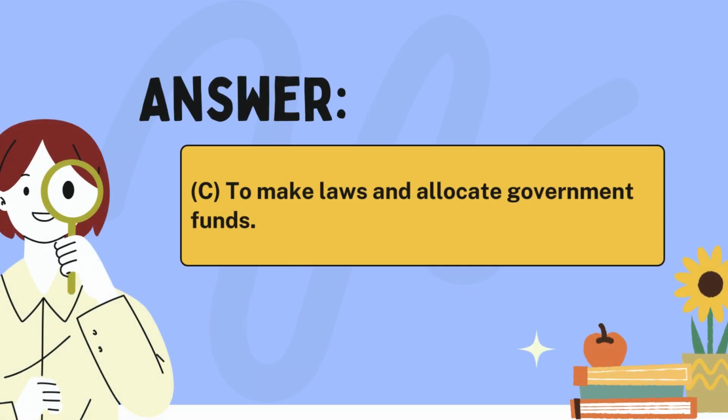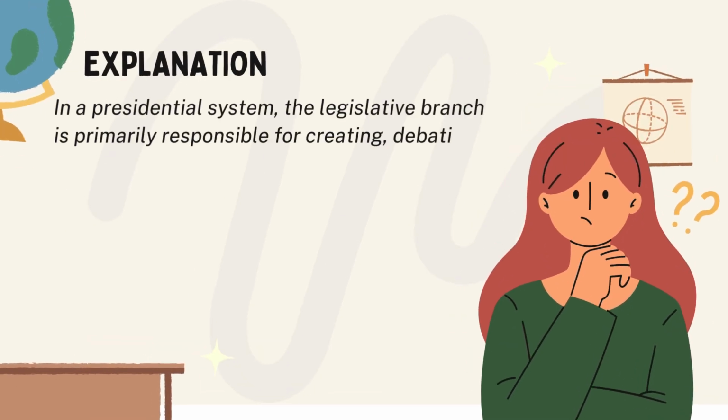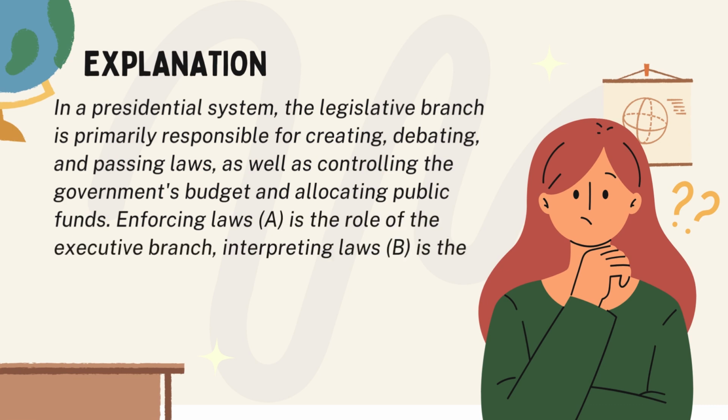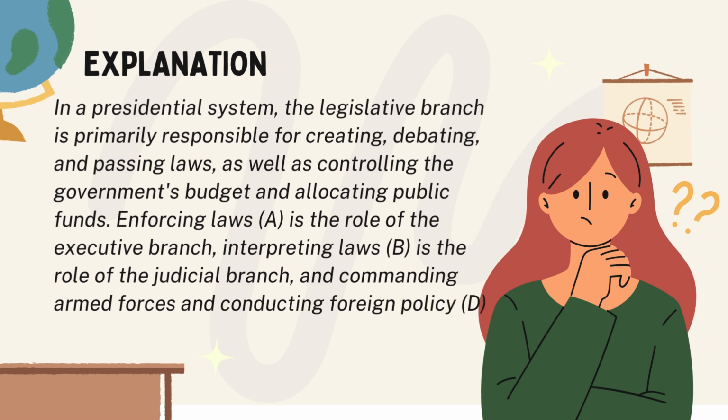Answer. C. To make laws and allocate government funds. In a presidential system, the legislative branch, e.g., Congress or Parliament, is primarily responsible for creating, debating, and passing laws, as well as controlling the government's budget and allocating public funds.